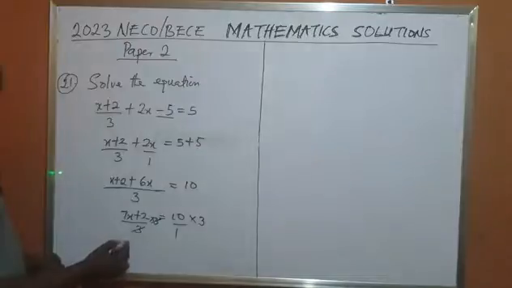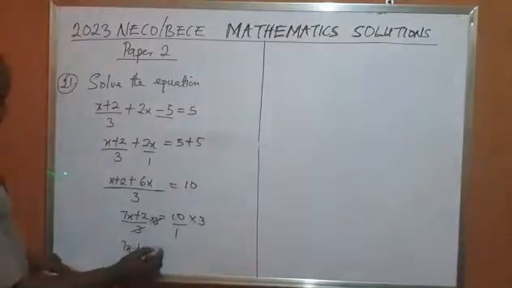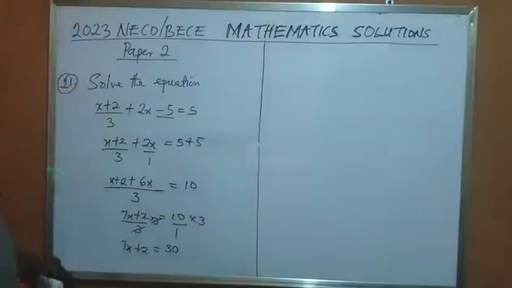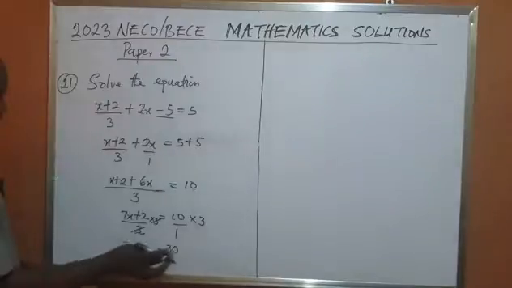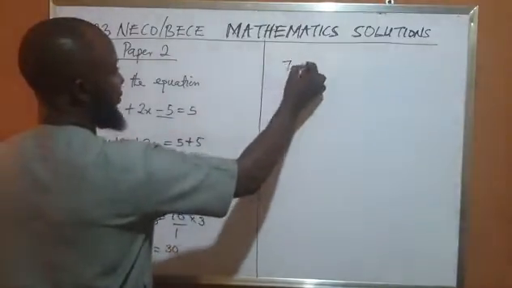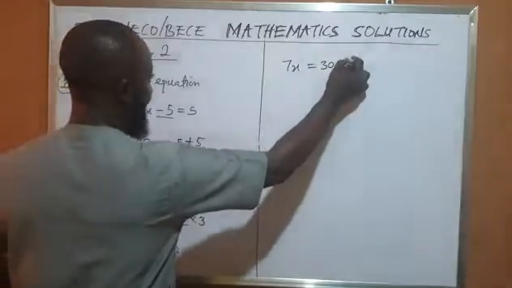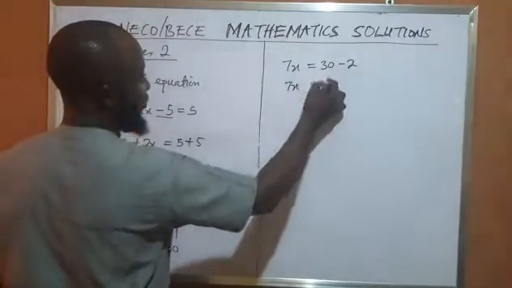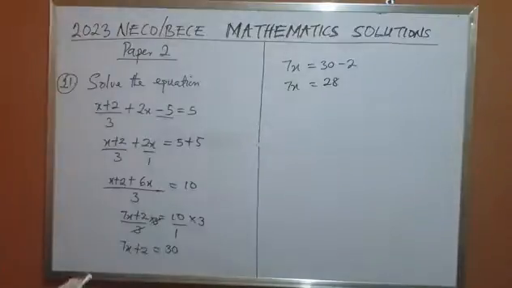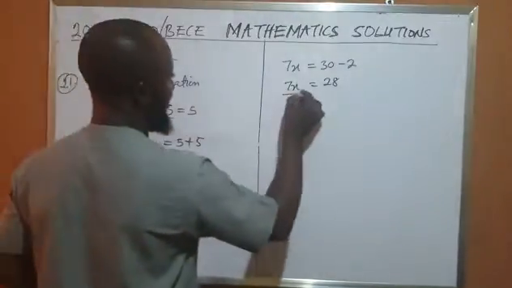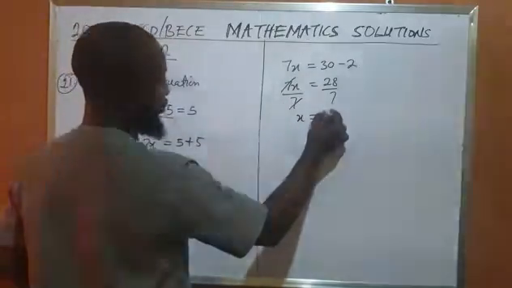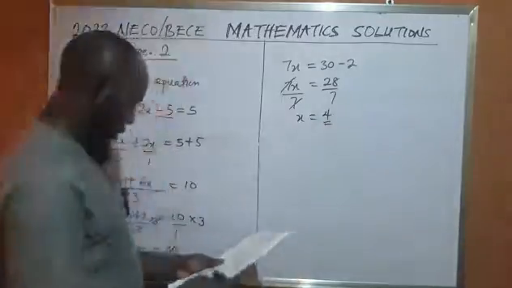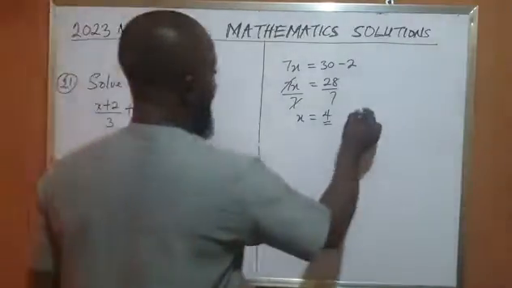So we are left with 7x + 2 = 30. The next step is to collect like terms again. That means we take the 2 to the other side, so we have 7x = 30 - 2. That means 7x = 28. It is x we are looking for, so we divide both sides by 7. 7 cancels 7, and then x equals 4. So that is option A in this question.